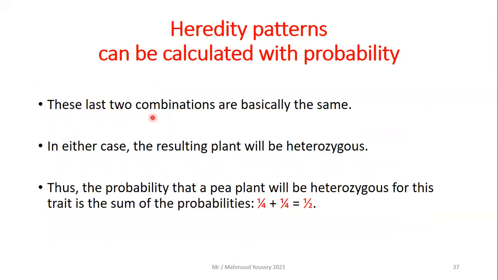So these last 2 combinations are basically the same. In either case, the resulting plant will be heterozygous. So the probability that a pea plant will be heterozygous for this trait is the sum of the probabilities: 1/4 plus 1/4 equals half.